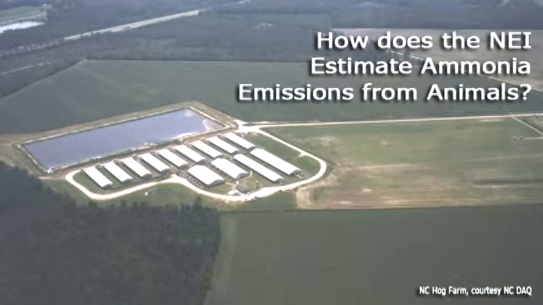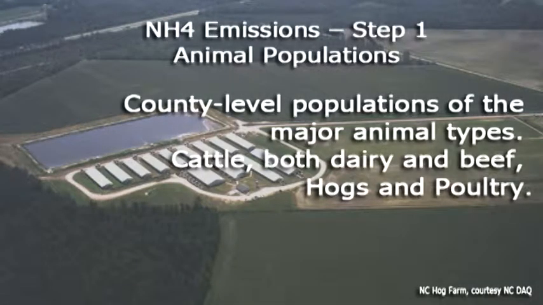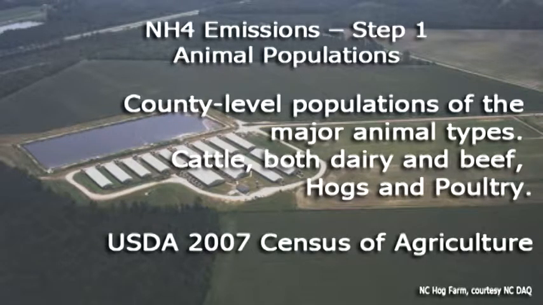What data are needed to estimate animal husbandry emissions? We start with county-level populations of the major animal types, focusing on cattle, both dairy and beef, hogs, and poultry. Cattle account for over half of animal ammonia emissions nationally. The rest are roughly split between hogs and poultry. Animal population data are found in the USDA 2007 Census of Agriculture.